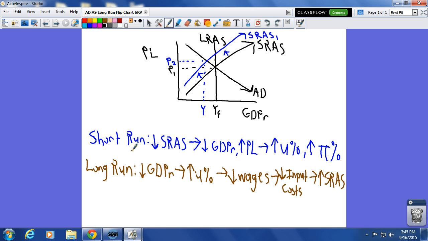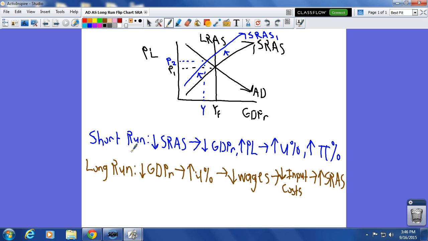So an increase in the unemployment rate is going to lower wages. The reason is that the unemployment rate is high. There are people clamoring for jobs. They really want jobs, and they'll take lower wages in order to get a job. So as the unemployment rate goes up, that implies that you have lower wages. Those people desperately looking for work will accept lower wages. And when you have lower wages, remember, wages are a big input cost for businesses. So lower wages implies that input costs are going to go down. And if input costs go down, short run aggregate supply is going to increase. It's going to shift to the right.